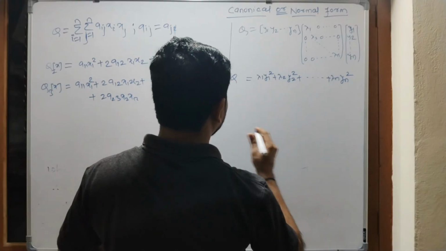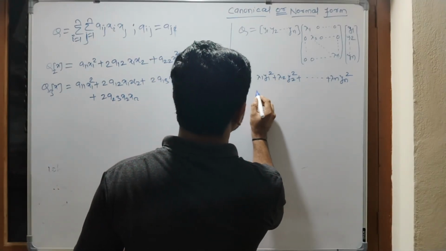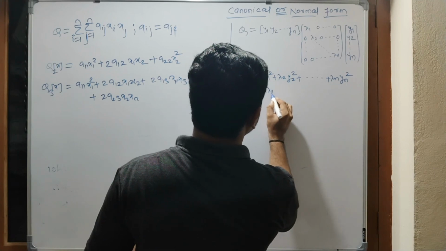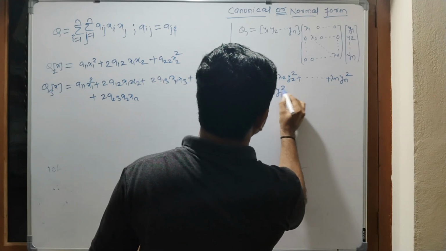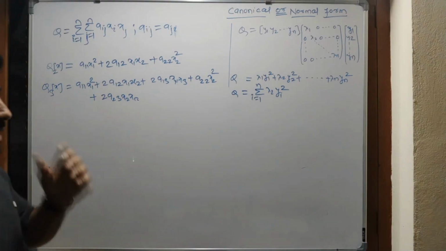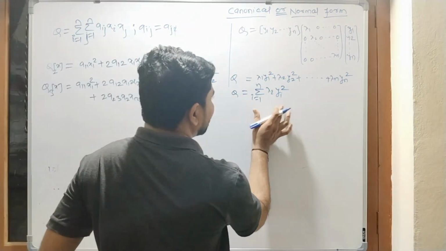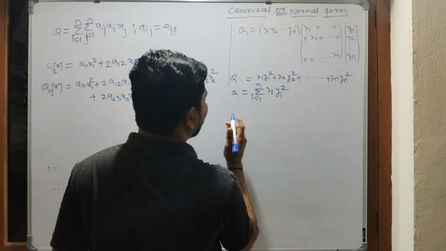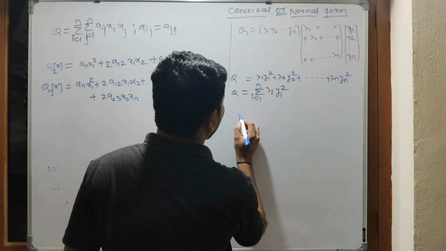So this is equal to, here again I will write Q equal to summation i running from 1 to n of lambda i yi square. Here this is the quadratic form. Here you can observe one thing. So this is equal to, for example, in 3 cases. So here I want to write the nature, the value class.